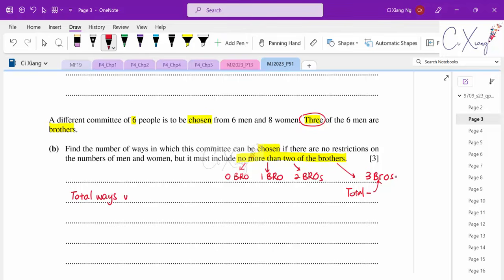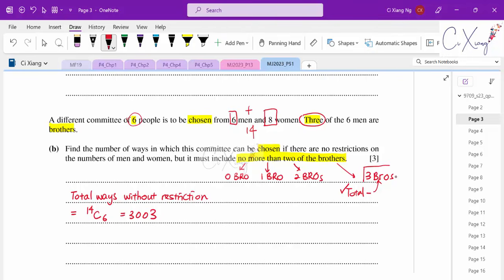The total ways without restriction, that means without considering any restriction mentioned in the question, what are the possible ways that I have to form the committee. In total, I'm having 6 plus 8, so 14 of them, and I want to form a committee with 6 people. So the total ways will be 14C6. Then I will get 3003. So I settled the total part here.